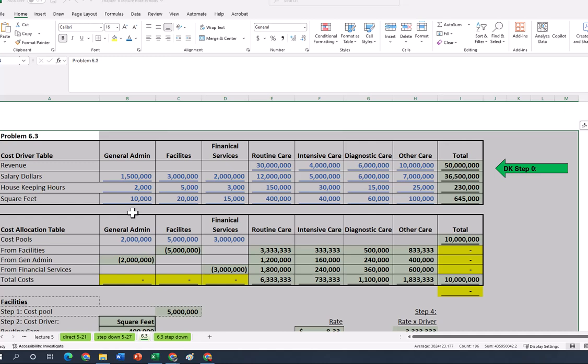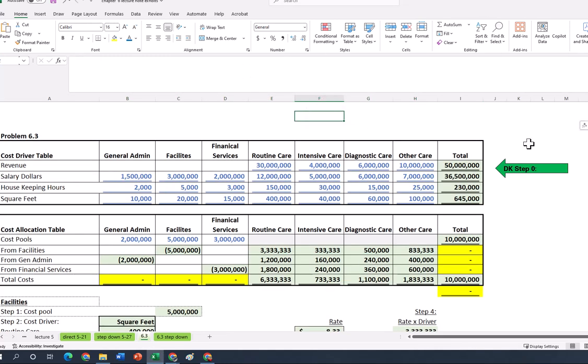So this is an appendix, optional. If you want to look at problem 6.3 in the textbook, I sent out a nice, neat table, cost driver table, cost allocation table. Again, remember a fundamental principle of good spreadsheet model formulation is that you could send this to somebody and they don't have to ask you any questions. So this is laid out very clearly.